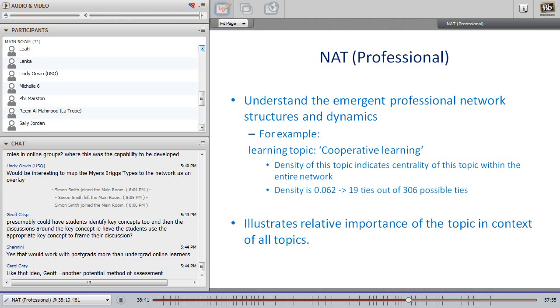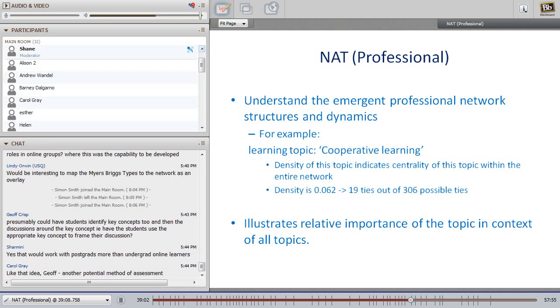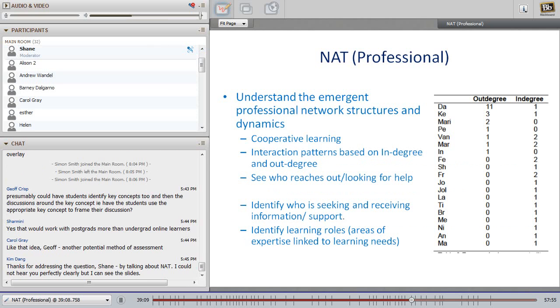We're talking about cooperative learning, which is very low. But if it was a network with a density of 1, it means every single individual was conversing in that one topic. And the nice thing about that is, if every single individual was talking about cooperative learning, for instance, it means it's a pretty important area as a professional development area that may want to be investigated further. So it does give you a relative importance of the topic in the context of all other topics, so a ranking could actually be formed there.